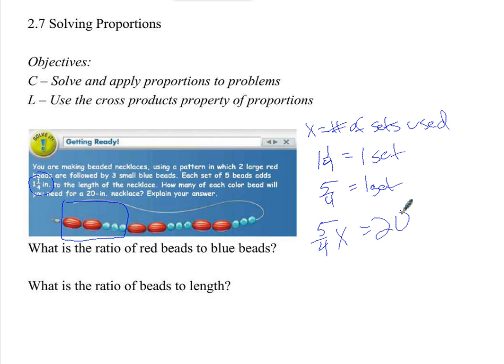Multiply by the reciprocal. So I multiply both sides times 4/5. And I get X equals how much? 16 what? 16 sets, right? X is the number of sets used. I get X equals 16, so that must be 16 sets. But that's not what I'm looking for here. I want how many beads do I need of each type.